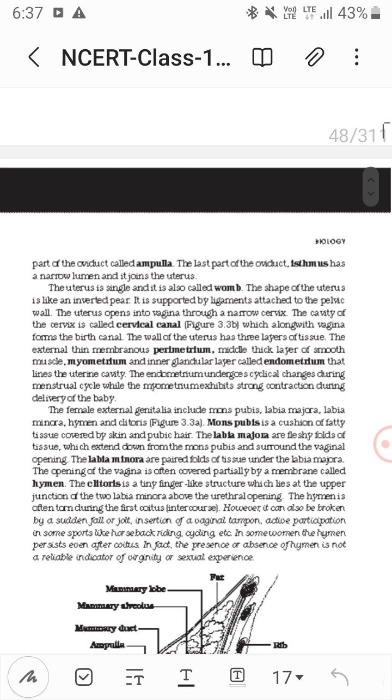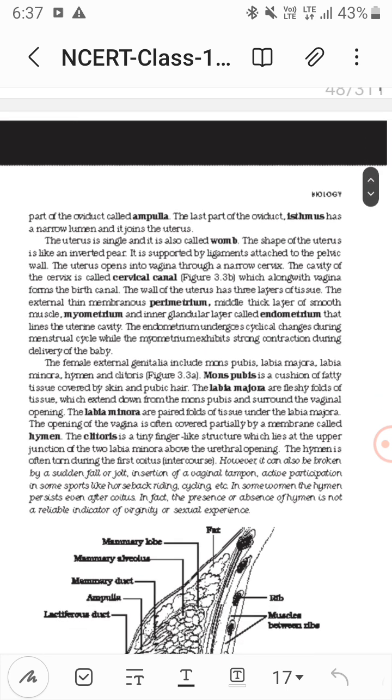The uterus is single, and it is also called the womb. It has an inverted pear shape. The important thing is that the uterus opens into the vagina through a narrow cervix. The cavity of the cervix is called the cervical canal, which along with the vagina forms the birth canal.